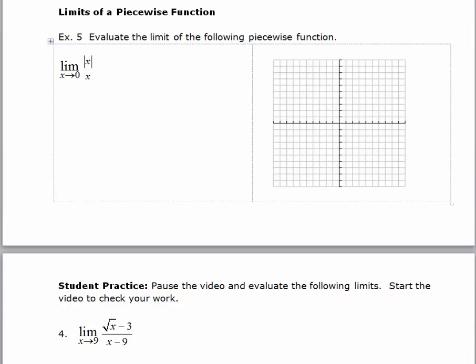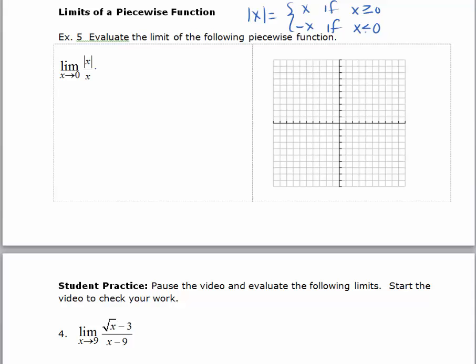Before we evaluate the limit of a piecewise function, I'm going to remind you of the definition of the absolute value function. The absolute value of x is equal to x if x is greater than or equal to 0, and the opposite of x if x is less than 0. And so we'll use this definition to help us evaluate the limit of a fraction that has an absolute value in it.